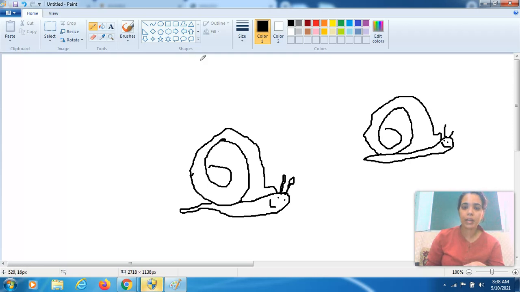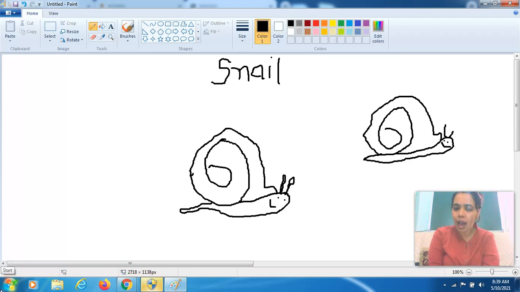So on top, in the middle of it, you can write it. What we are drawing today, we are making a snail. S, N sound comes from N. S, N, A, I, L, snail. The I sound is silent over here. S, N, A, I, L, snail. What we are drawing today, you have to make a snail today, fine? So that is your task today. You have to complete it. I am giving you some time to complete that task.